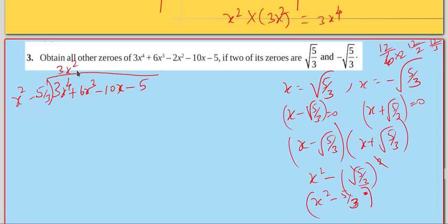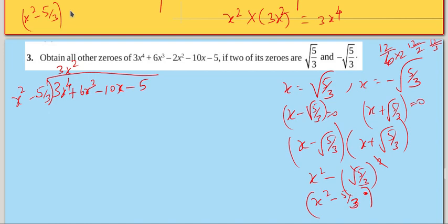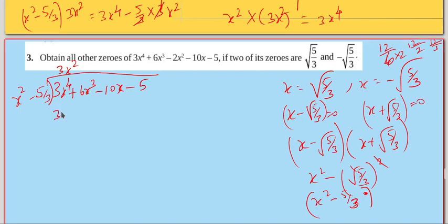Now with this 3x square we need to multiply everything. That is x square minus 5 by 3 into 3x square. If you multiply x square into 3x square, we get 3x to the power 4. And if you multiply minus 5 by 3 into 3x square, what will happen? This 3 will get cancelled. So 5x square we will get. So 3x to the power 4. Here the x square term is missing, right? Wait.